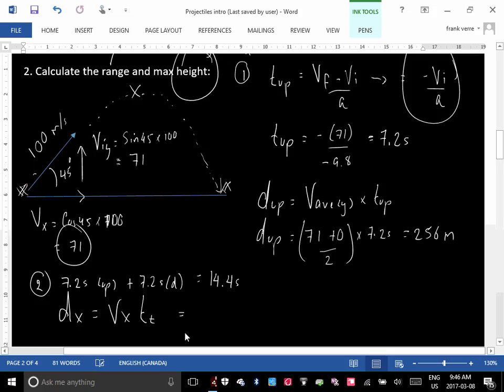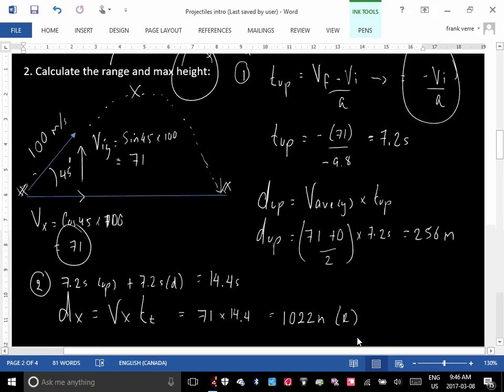Okay? So I put TT to remind me it's total time in the air, not just the time up. So that would be 71 times 14.4. Notice I'm not using average speed because it's not changing. It's constant. So that should be very close to 1,000. 1,022? Oh, wait, 1,024? Okay, 1,022. So 1,022. I guess I'm just going to say to the right.